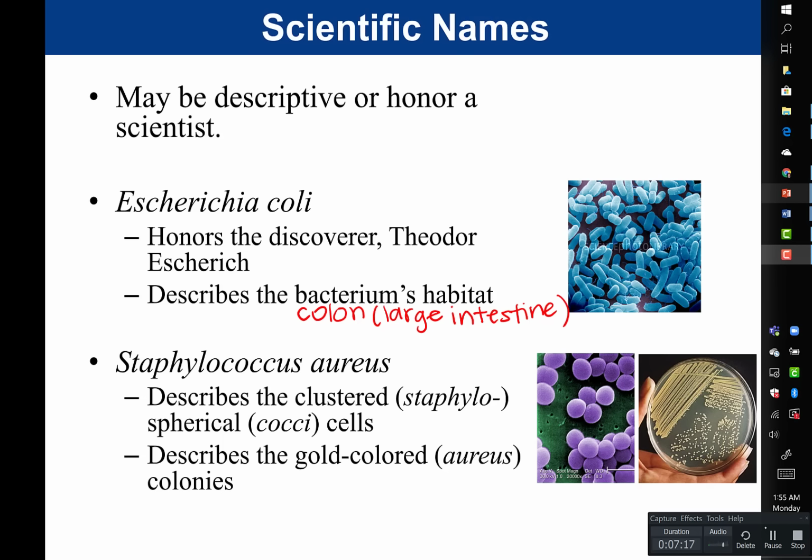Aureus is used to describe the gold-colored colonies, because if you know the atomic symbol for gold, it's Au. If you look at Staph aureus growing on a plate, the colonies have this golden yellow color. It produces a pigment that makes the bacteria appear yellow, and that's where the aureus comes from. It comes from the golden color of that particular bacteria. So you'll notice that these organisms' names actually tell you something about that organism: where they're found, what they might look like, who discovered it, etc.